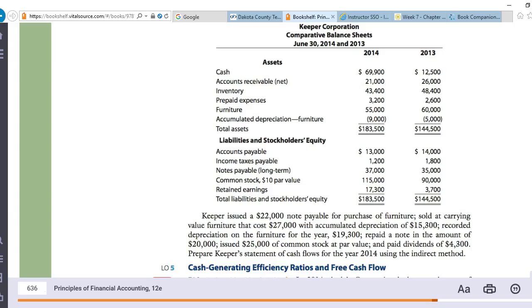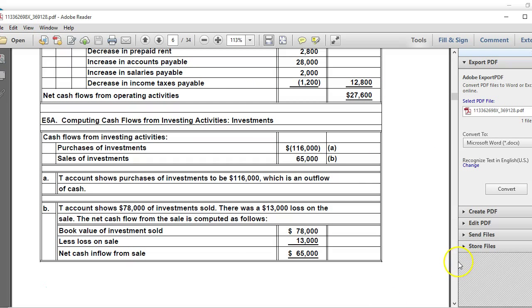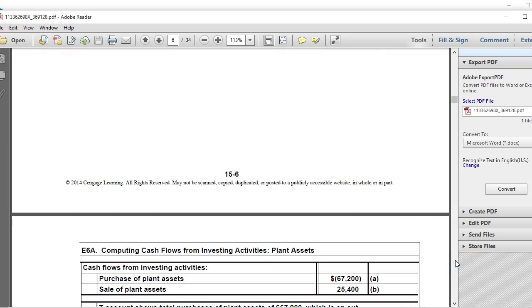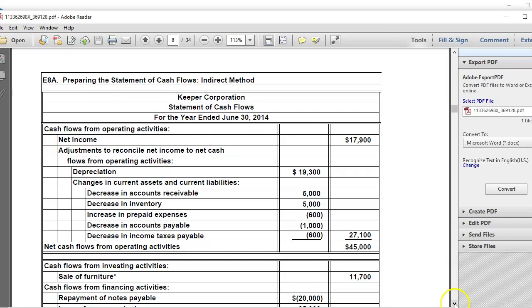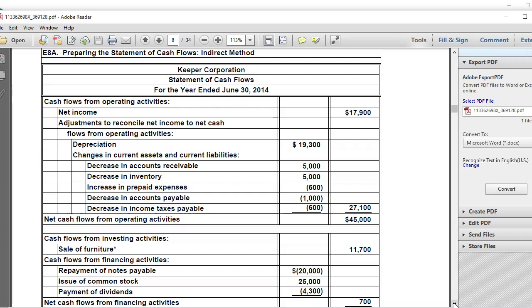of $4,300. So based on all this information, we are going to create a cash flow statement. We're going to pick it apart and take one piece at a time. So let's go to E8. Okay, Keeper Corporation. The first thing we do is the operating section.